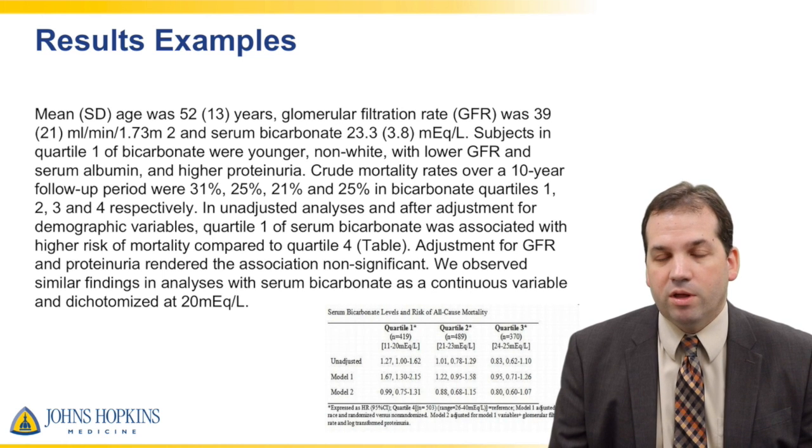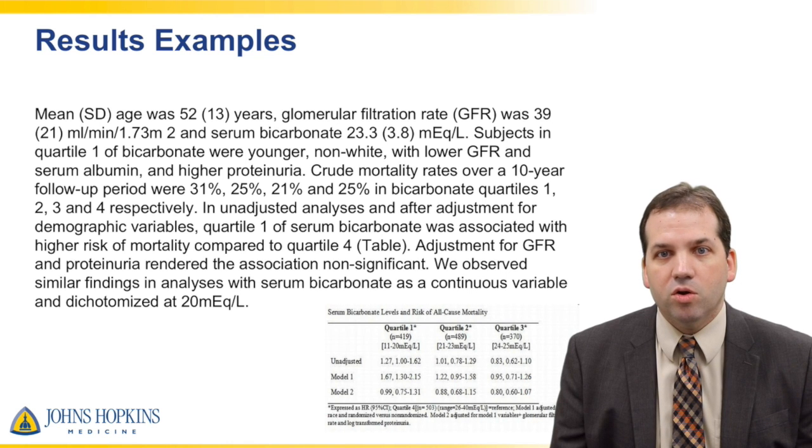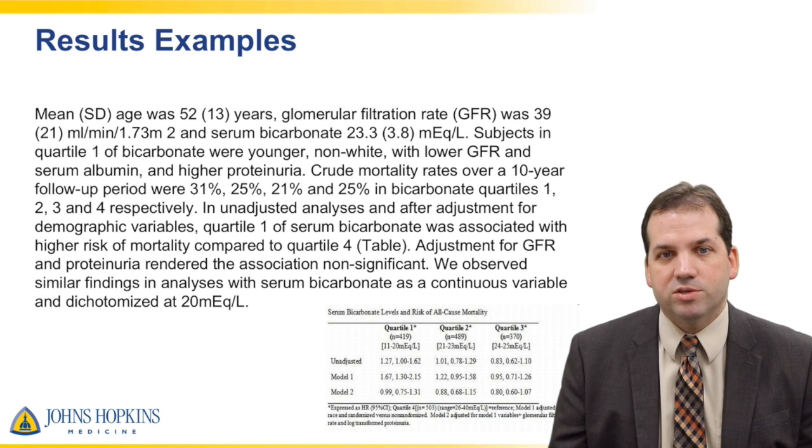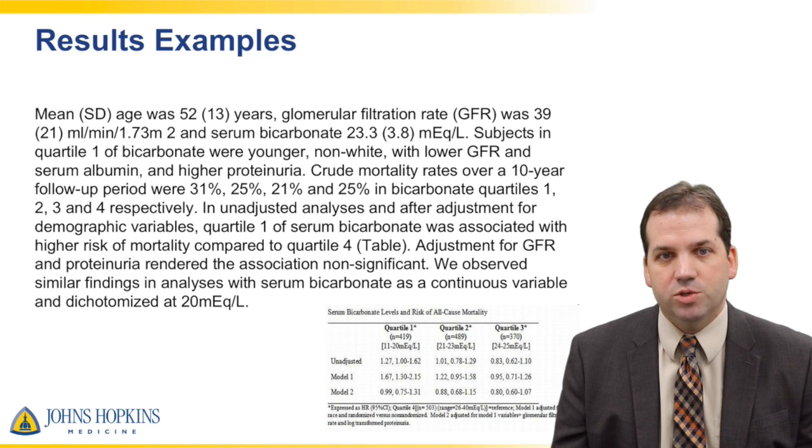If the reviewer was just looking at that table, you can see the main results of this study. You can see what the interesting things were in unadjusted models, as well as Model 1 and Model 2. They talk later in that figure about what Model 1 and Model 2 are, and you can also see across those quartiles. So even without the rest of the results, you can see the main findings just looking at that table. The next sentence says, adjustment for GFR and proteinuria rendered the association non-significant. We observed similar findings in analyses with serum bicarbonate as a continuous variable and dichotomized at 20 milliequivalents per liter.